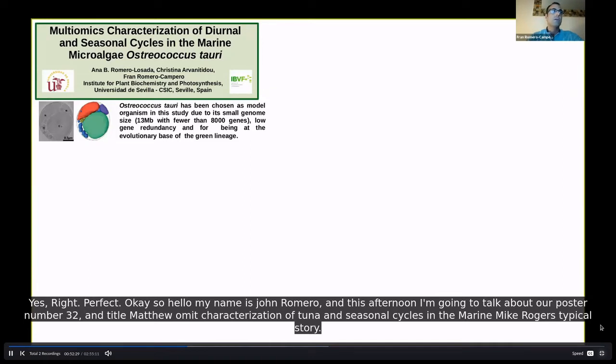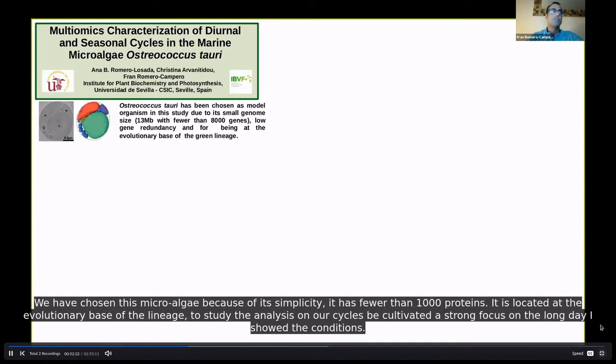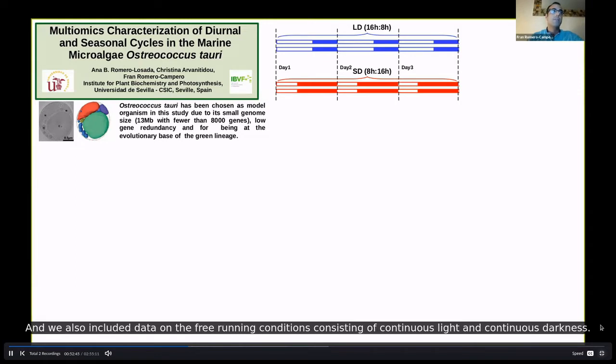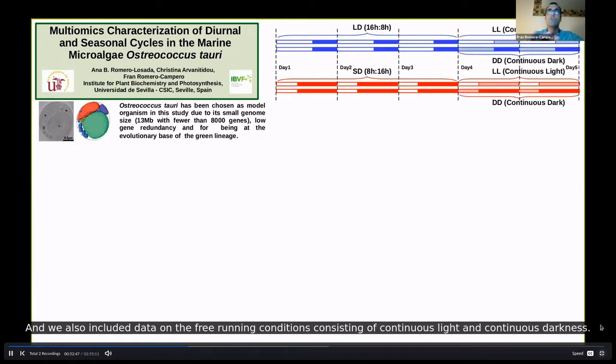We have chosen this microalgae because of its simplicity. It has fewer than 8,000 proteins, and it is located at the evolutionary base of the Greek lineage. To study diurnal and seasonal cycles, we cultivated Ostreococcus under long day and short day conditions, and we also included data under free running conditions consisting of continuous light and continuous darkness.